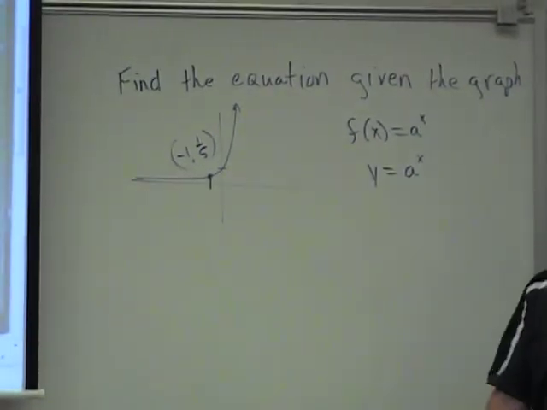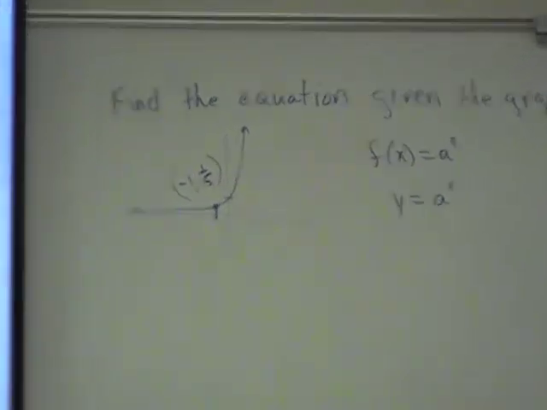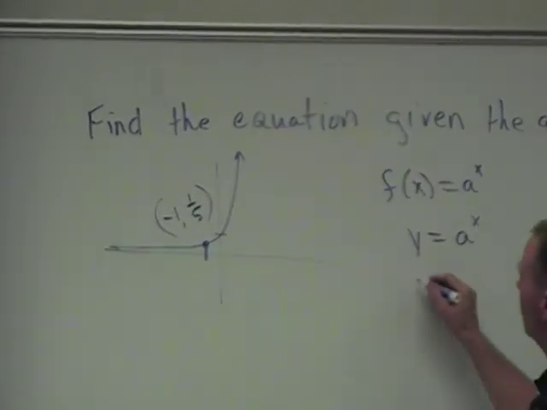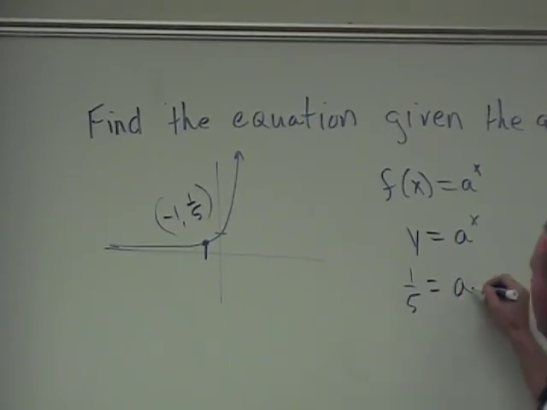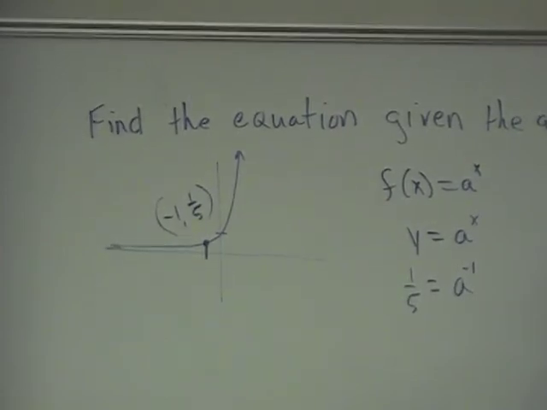So you're going to be given a graph. Pick a point that's on the line. Y is 1/5. We don't know a. X is -1. Can I solve for a at this point? How do I get rid of the -1? Reciprocal.